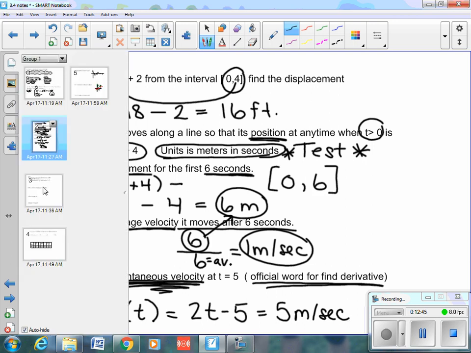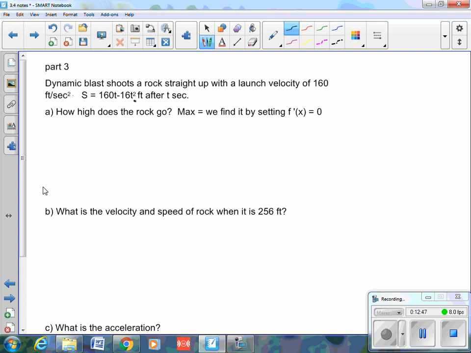Okay, next part is another big part. It's a lot of parts. I think it's A, B, C, D again. Again, this is more physics, but again, it's all in words. You have a rock launched straight up in the air with a velocity of 160 feet per second. This is the initial position. This is the formula for the initial position.